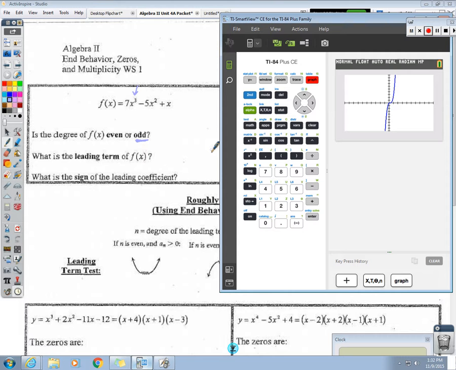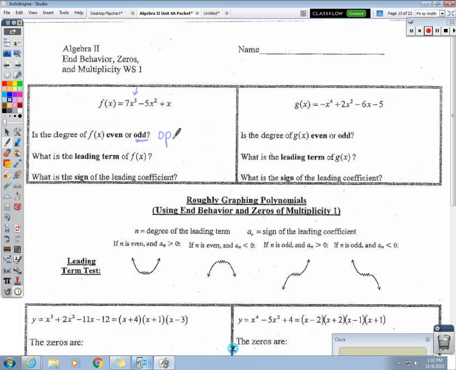On both sides? So it's going opposite directions, right? One side's going down, one side's going up. Well, don't you know when it's odd that it goes opposite directions? We learned that last week. Okay, now, we already established that it's cubic, and that's because it's degree 3. 3 is the highest exponent.